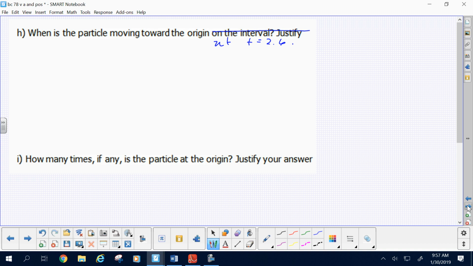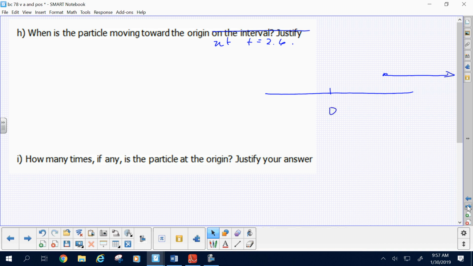How would you answer this? Is velocity enough? Why not? Say I found at time 2.6 the velocity was positive. Would that indicate that it was moving away from the origin? No. We also need to know position, because if it was moving right at that time and it was right of the origin, well, yeah, it would be moving away. But if it was left of the origin at that point and moving right, then it would be moving toward the origin. So I would need to know both position and velocity, right?